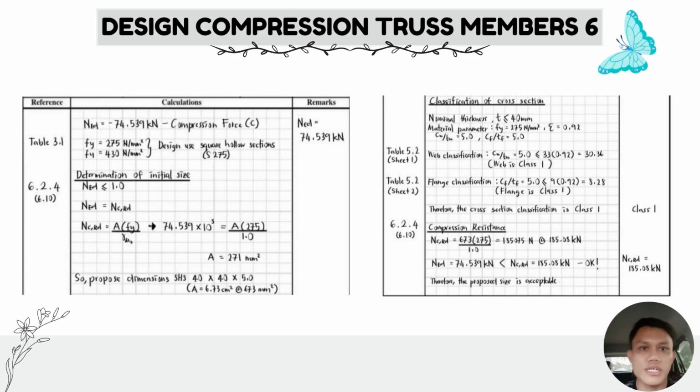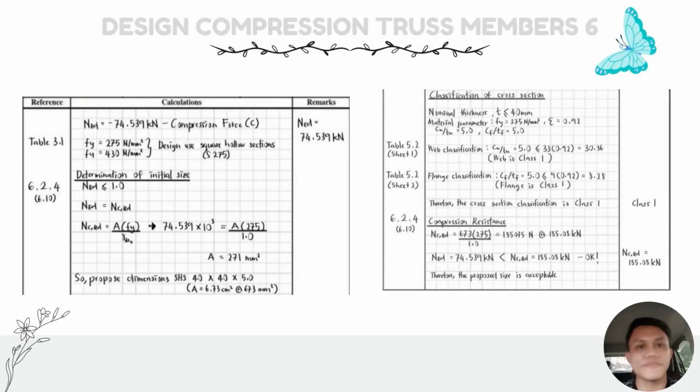Then we find out the classification of cross sections from Table 5.2, sheets 1 and 2. The web and flange are considered as class 1. Then we go through clause 6.2.4, equation 6.10. The NCRD value that we calculate is 185 kilonewtons. Therefore, the NED value is lower than the NCRD value. The proposed size is acceptable.